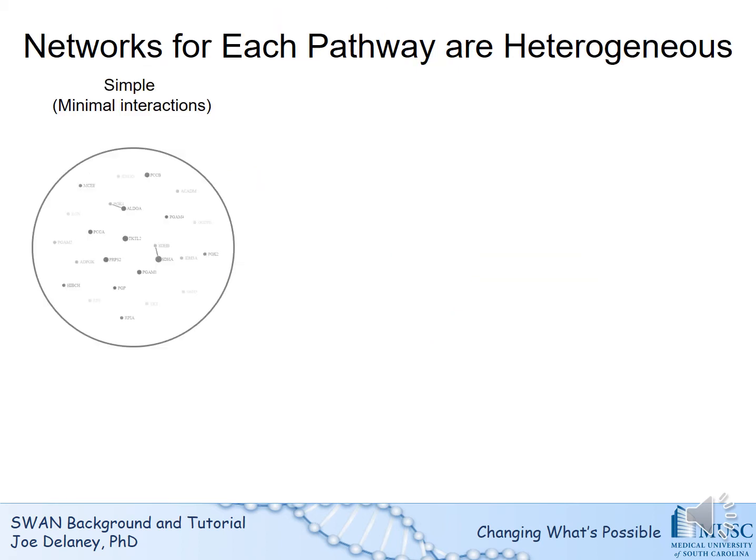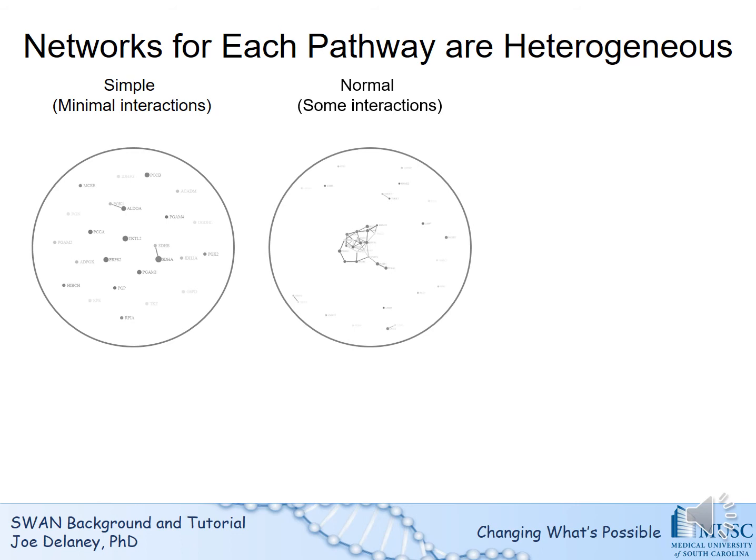So how do we get the math to be consistent when each pathway is heterogeneous? Pathways do not necessarily look like one another in terms of the actual construction of a network. For example, we may have a very simple network with just a few genes interacting with one another. The average pathway looks something like this, where about half of the genes encode proteins that interact with one another.